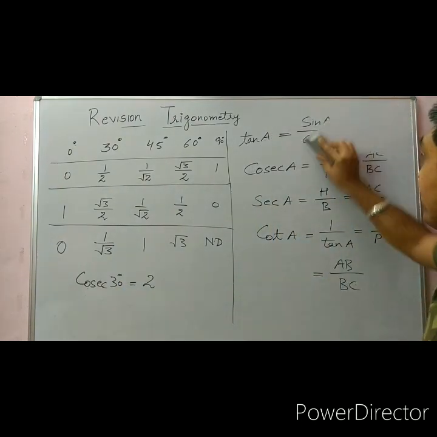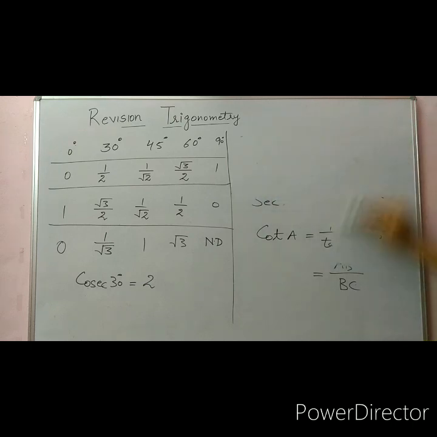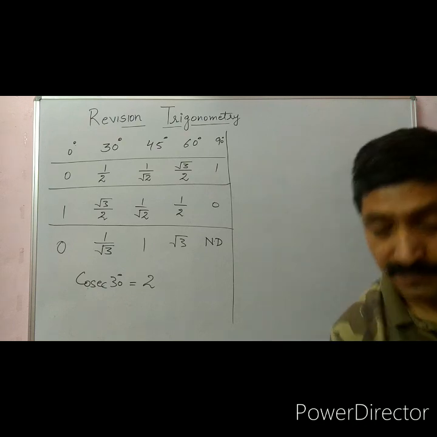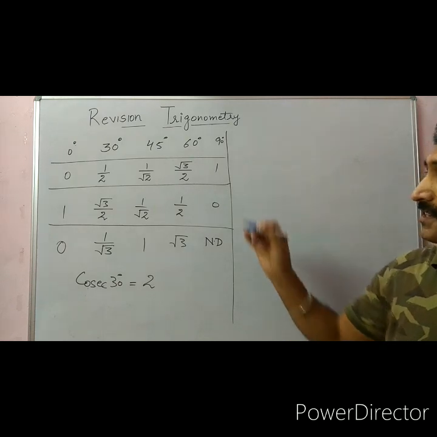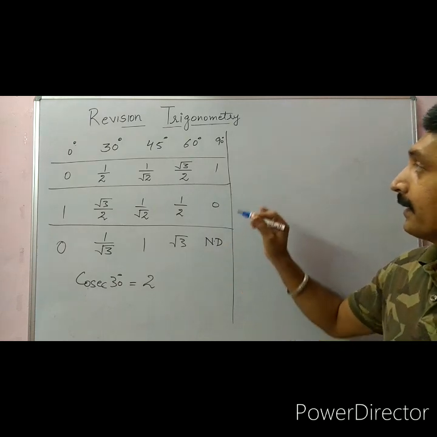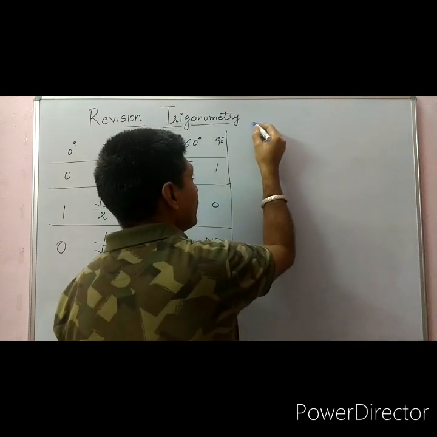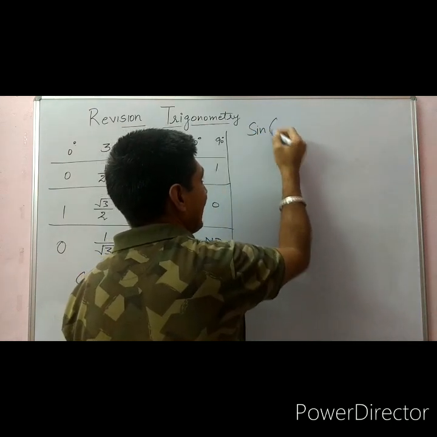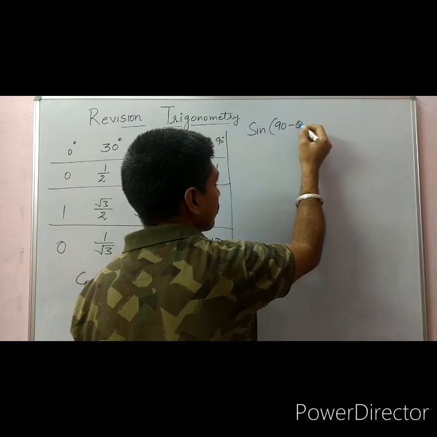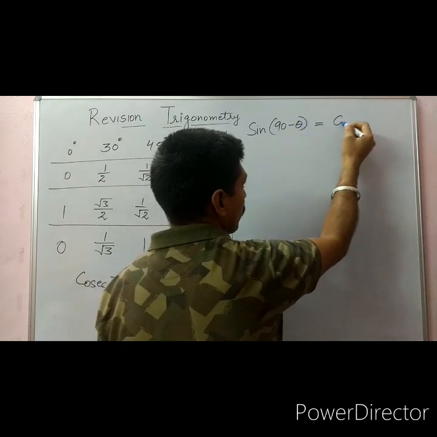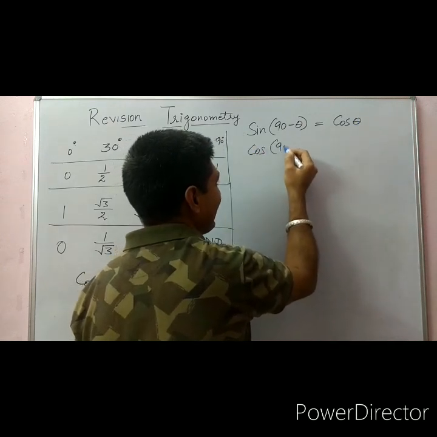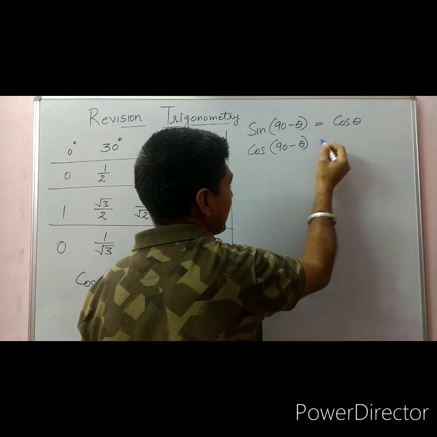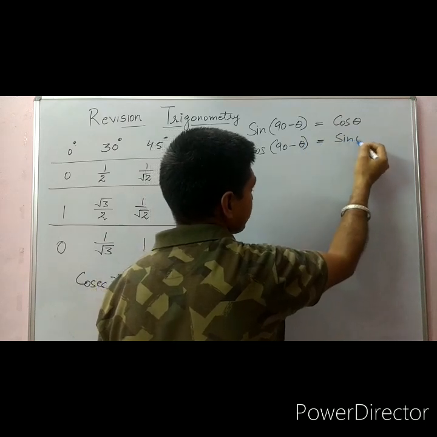Now I will correlate these values with the specific angles which are complementary. One more thing, as we had discussed in case of complementary angles, sine of 90 minus theta is equal to cosine of theta, and cosine of 90 minus theta is equal to sine theta.